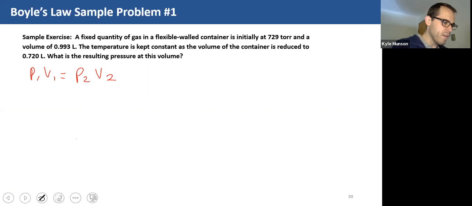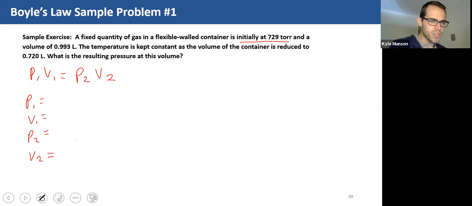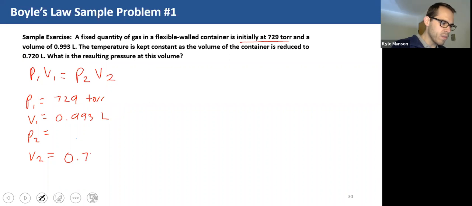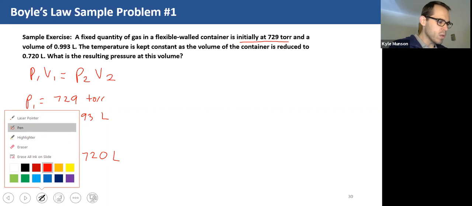And so let's write down what we have first. So P1, V1, P2, V2. Okay? So P1 here, the initial pressure, is 729 torr. And it has an initial volume of 0.993 liters. The temperature is kept constant. As the volume of the container is reduced, so this is V2 now, to 0.720 liters. And what is the resulting pressure? What is P2 at this volume? So we're looking for the variable P2.